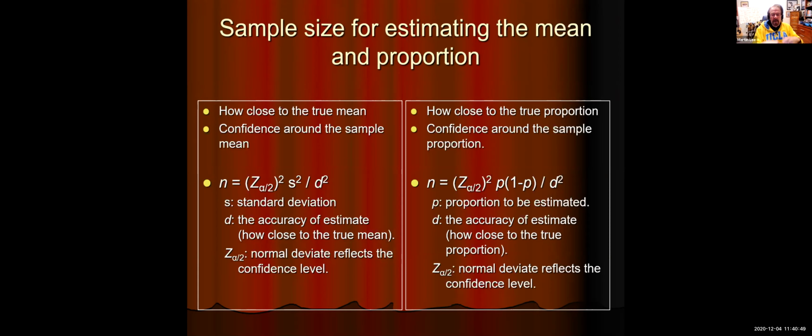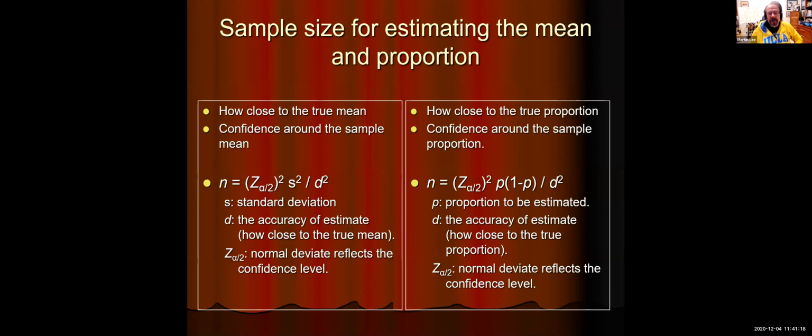And then with proportions, you've got to kind of take a guess at what you think the number might be. You've got to be in a ballpark. Now, you say, well, how can I know? I just don't know. So the rule of thumb is to use 0.5. That will give you the maximum sample size in that formula. So if you use p equals 0.5, that will be the maximum sample size you need, regardless of what the true proportion turns out to be.